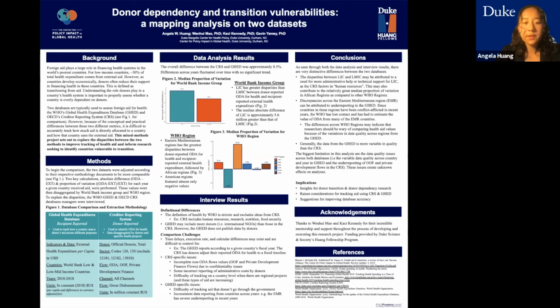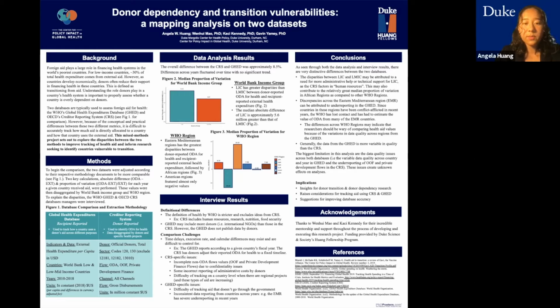2 databases are typically used to assess this foreign aid for health: the Global Health Expenditure Database and the Creditor Reporting System. Through its reporting of external health expenditure from the recipient country's national health account, the Global Health Expenditure Database is used for tracking how a country uses donors' aids across different purposes. Through its reporting of donor disbursement, the Creditor Reporting System is used to identify ODA for health for a country and has data disaggregated by donors and specific health projects.